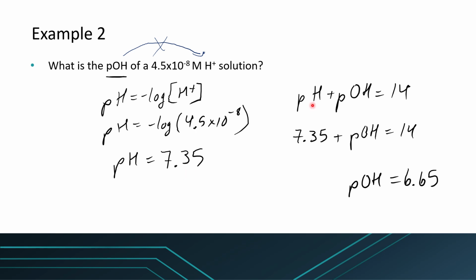I know that we can add those 2 together to get to 14. So let me plug in the pH that I found, plus the pOH, and then to solve and get pOH by itself, I just subtract 7.35 from both sides to get my pOH.